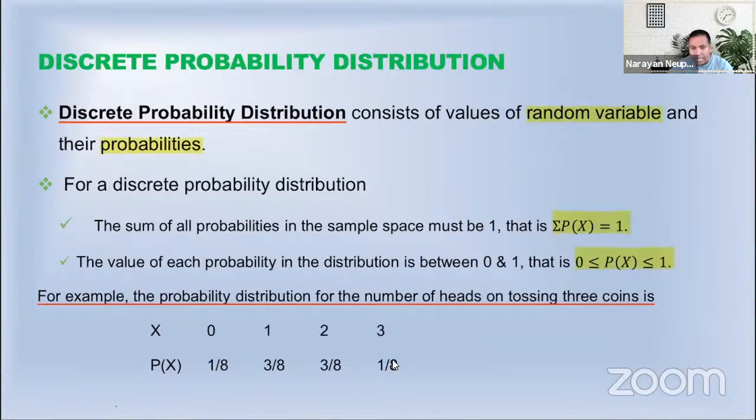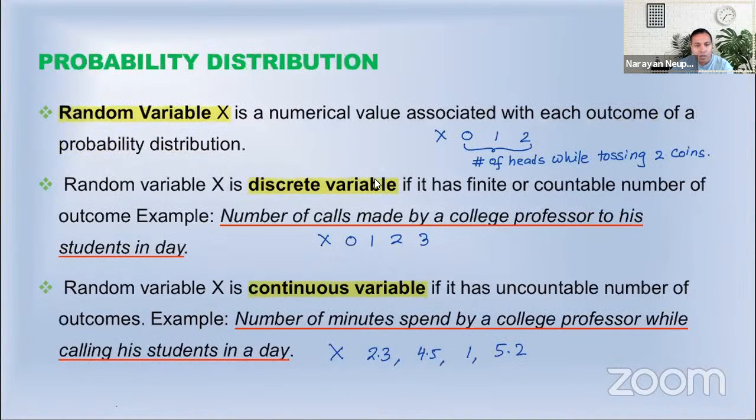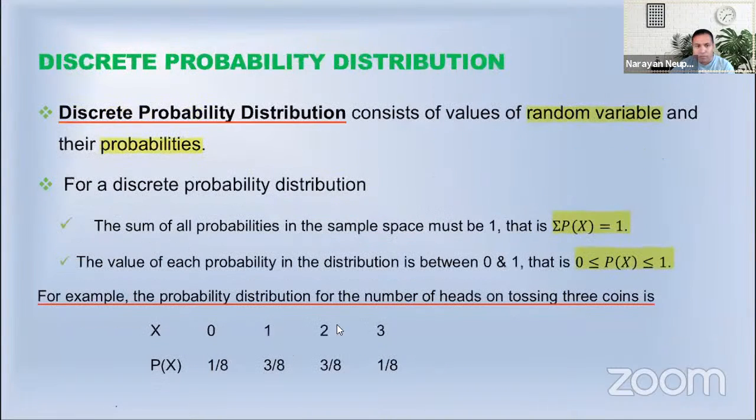Based on each of these variables, the discrete random variable and the continuous variable, we have probability distributions. In unit 5, we'll be talking about the probability distribution based on the discrete variable, called the discrete probability distribution. And in chapter 6, we'll be talking about the continuous probability distribution. So today our focus will be on the discrete probability distribution.